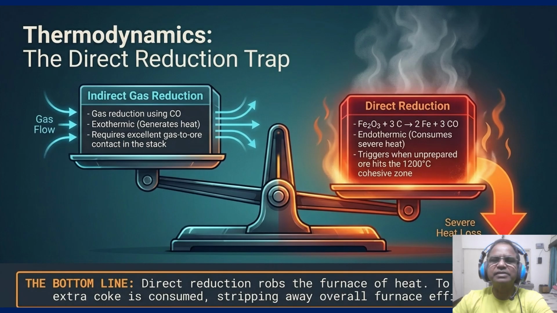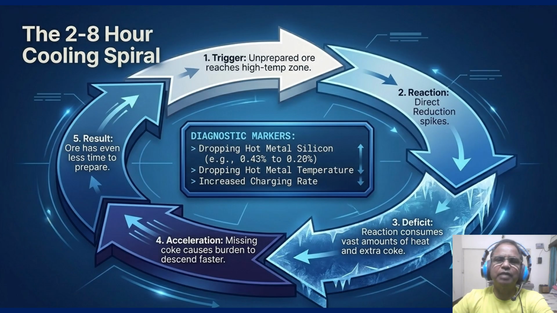If you don't catch this direct reduction trap early, you enter a self-reinforcing failure mode called the cooling spiral. So coming to address this cooling spiral, our next slide is all about that. This is the most dangerous cycle in ironmaking. Follow the circular blue arrow starting at the top.